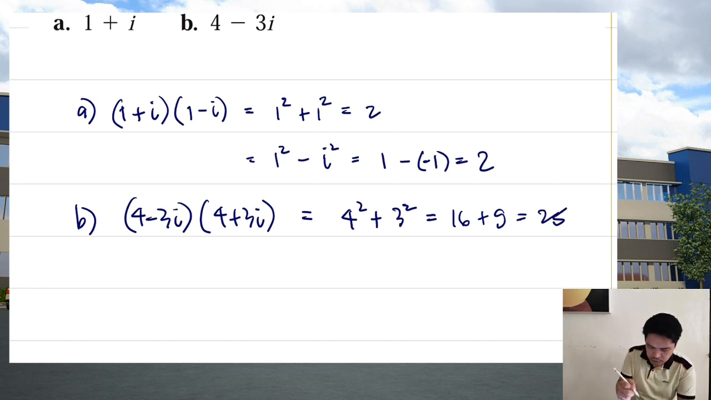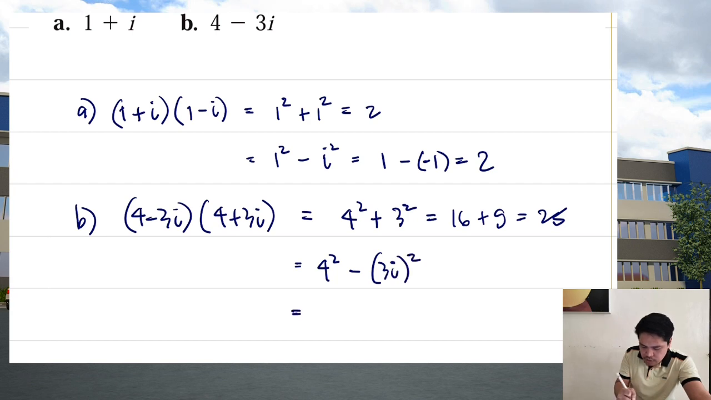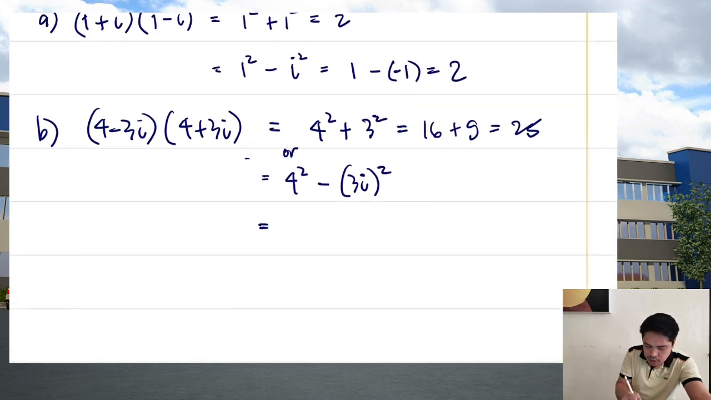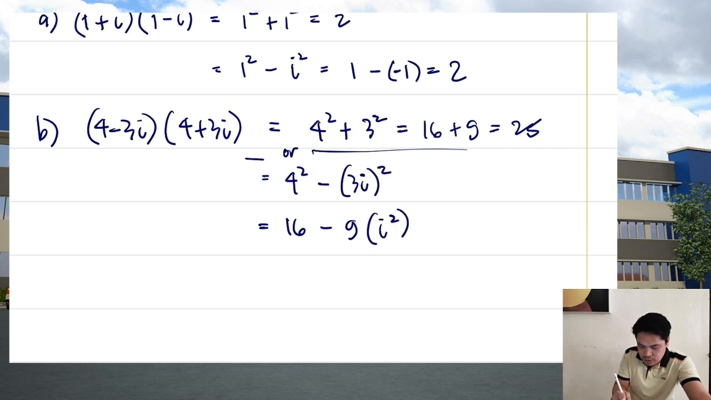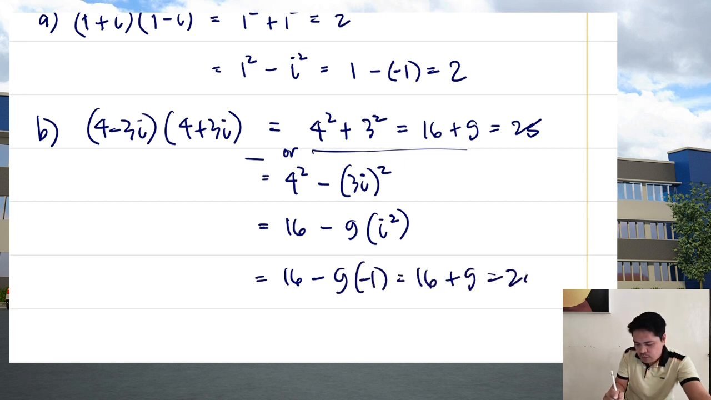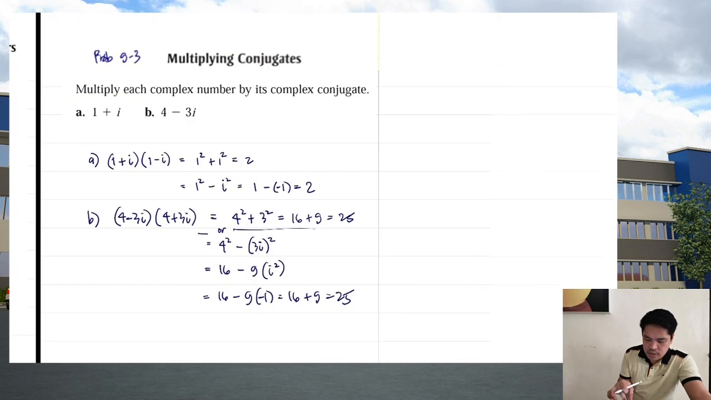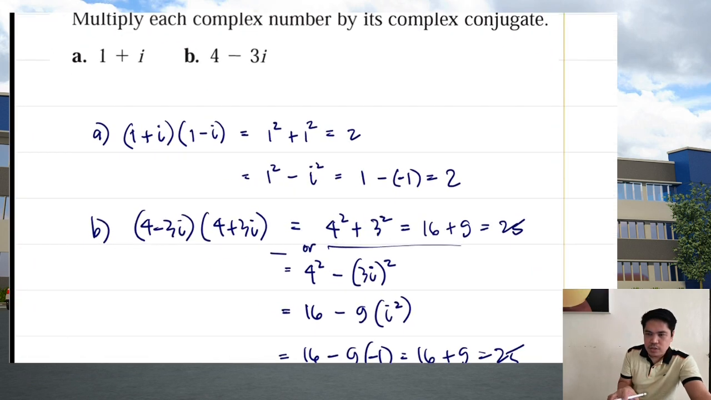Okay? Or kung pwede din natin pahabain, by special product, we have 4 squared minus 3i squared. So that would be, or the second solution, 4 squared is 16 minus 3 squared is 9 and times i squared. So that would be 16 minus 9 times negative 1. So 16 plus 9 equals 25. So ganun pa rin. Either way, you still arrive at the same answer. Okay?